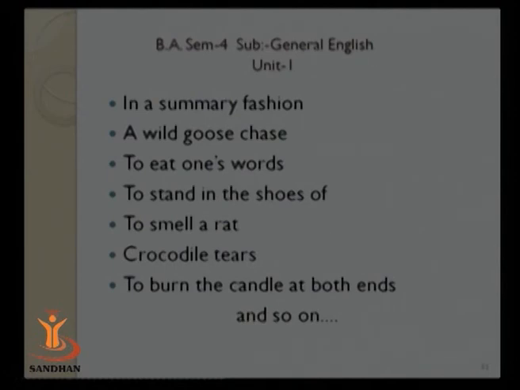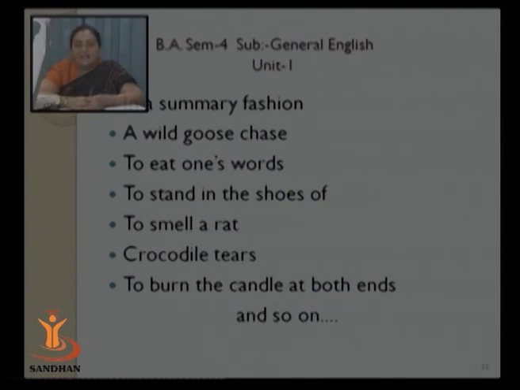Next one, a wild goose chase. Matlab you are following a task that is almost impossible. To eat one's words. Sometimes when we are angry, we speak so many things, and then after, when we realize, we feel sorry. We have to eat our words. To stand in the shoes of. When a son grows up and his foot fits in the shoes of his father, that means you try to see the person's condition. You try to understand the person's situation by putting yourself in his situation.